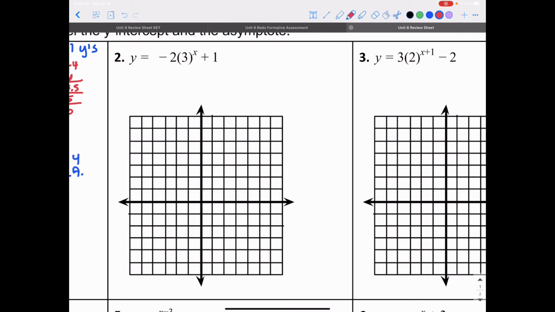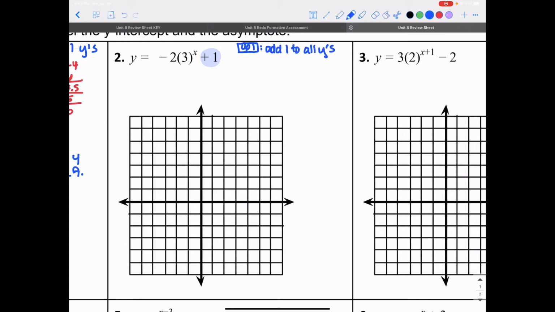For number 2, I have y is equal to -2 times 3 to the x power plus 1. The parent function here is y is equal to 3 to the x power. The extra stuff that I see is plus 1 on the outside. That means I'm moving up 1. So all points are moving up 1, which means that affects my y values. I'll be adding 1 to all y's.